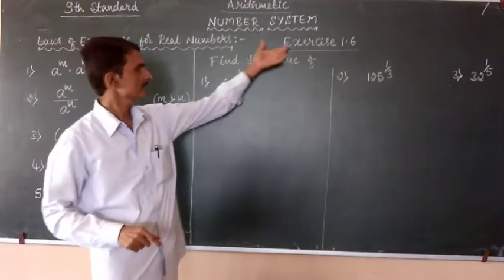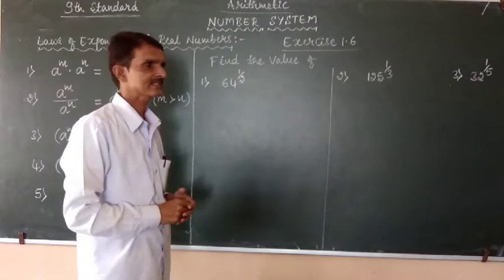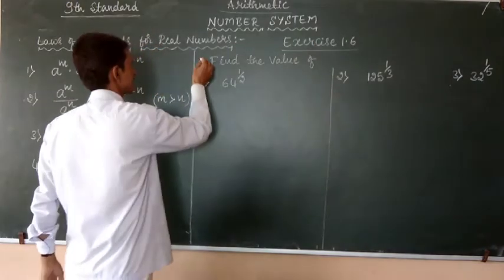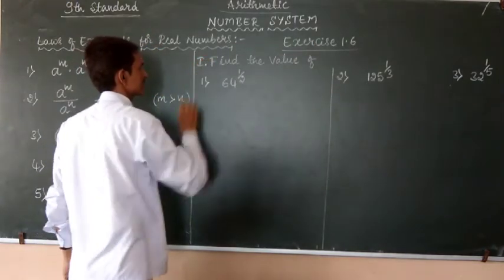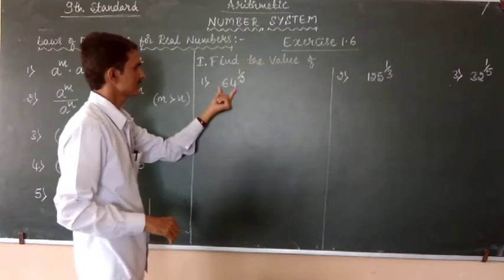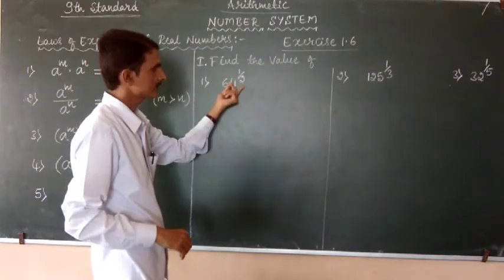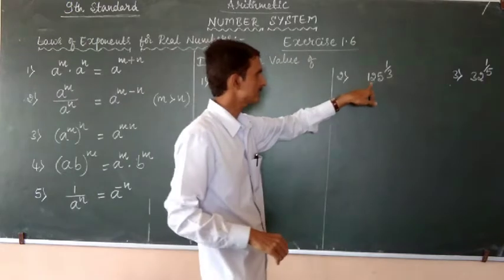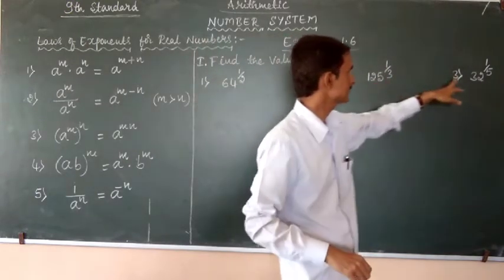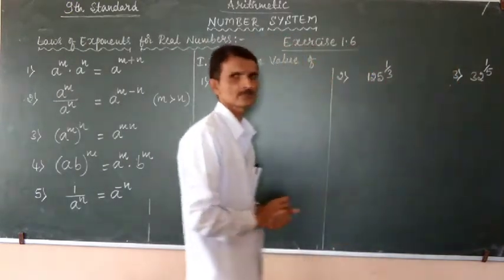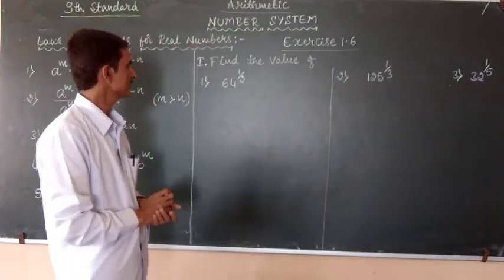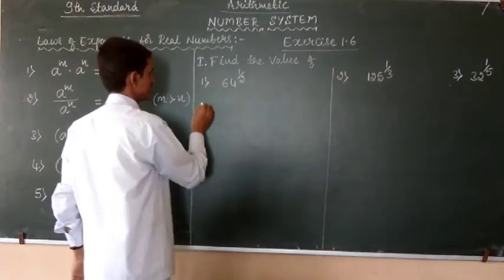Students, in exercise 1.6, there is the first main question: find the value of 64 to the power of 1 by 6. The second one is 125 to the power of 1 by 3. The third one is 32 to the power of 1 by 5. So we will see the first problem.